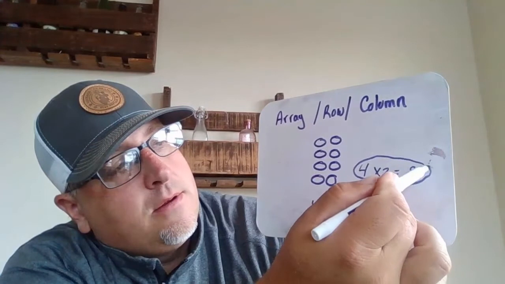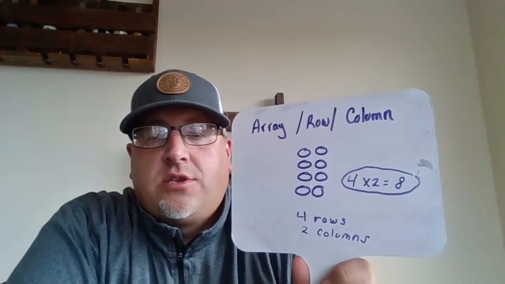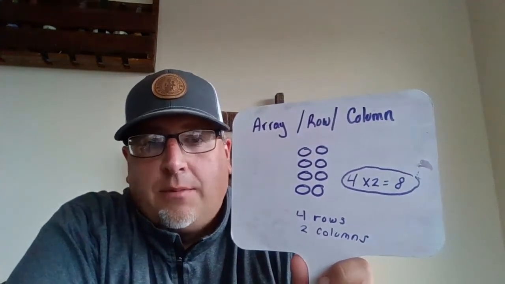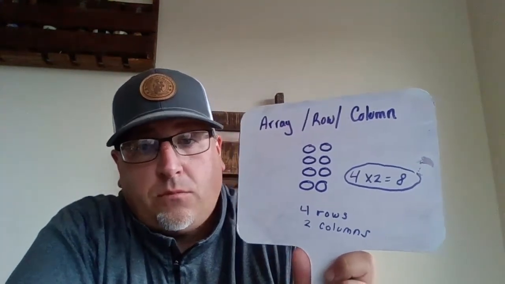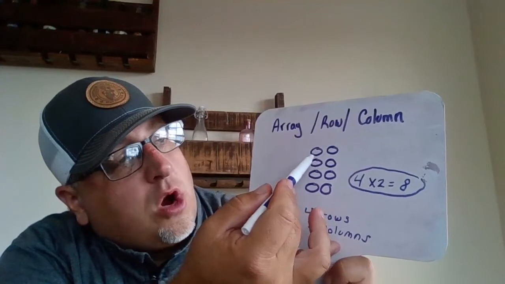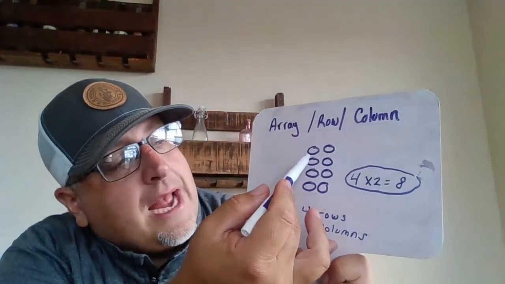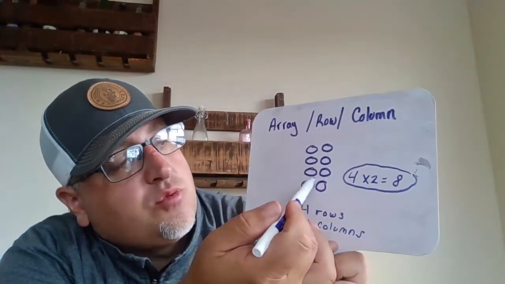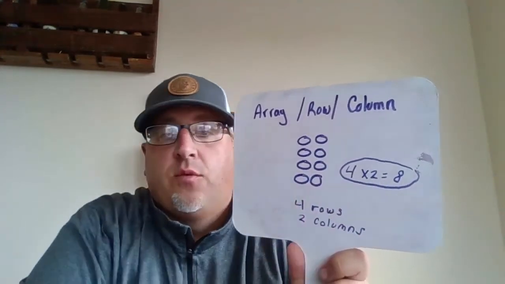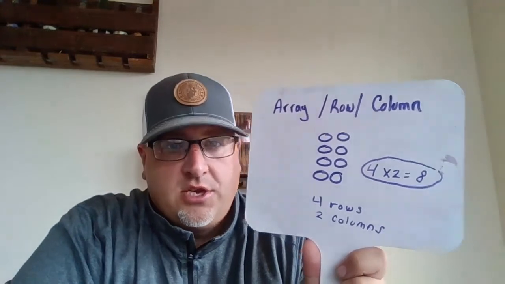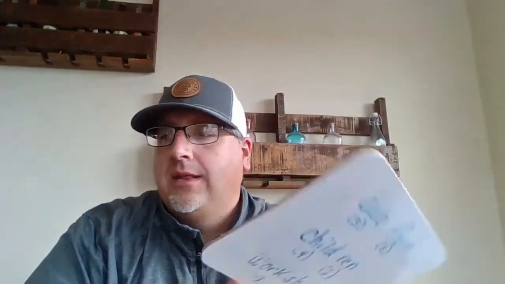What you're going to see also, though, is sometimes they won't say the word column. They'll say groups, or they'll ask how many are in the groups. So in this row, we know we have 2 in each row. So 4 rows with 2 in each. 4 times 2 equals 8. So that was just a very quick vocabulary lesson of what you need to look for.